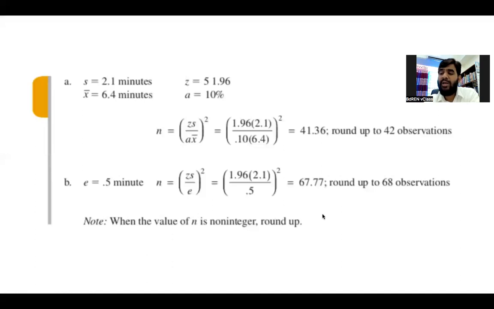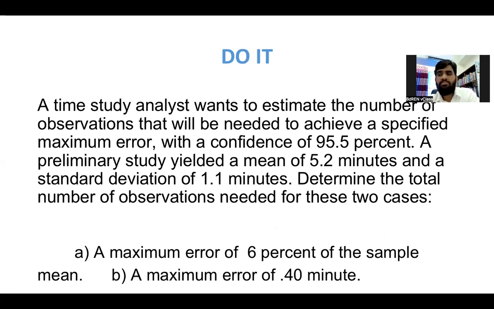Are you with me? How many observations you have to take? And when the value of n is non-integer, round up. That means 67.77 will be rounded up to 68. All right. So can you try it? Do it now. Let's check this online.